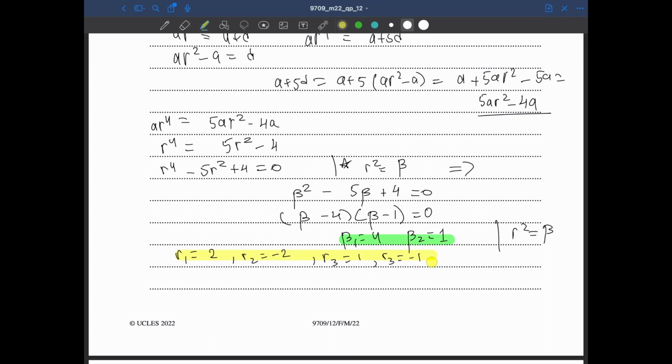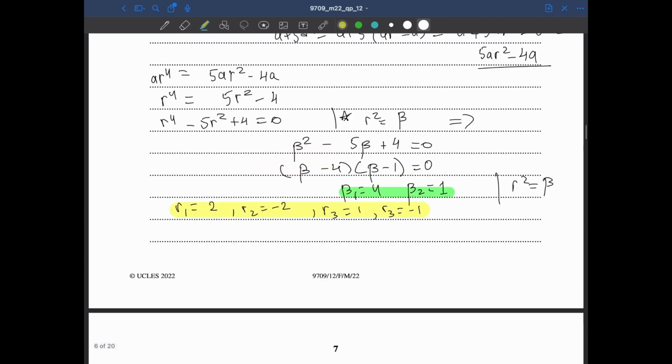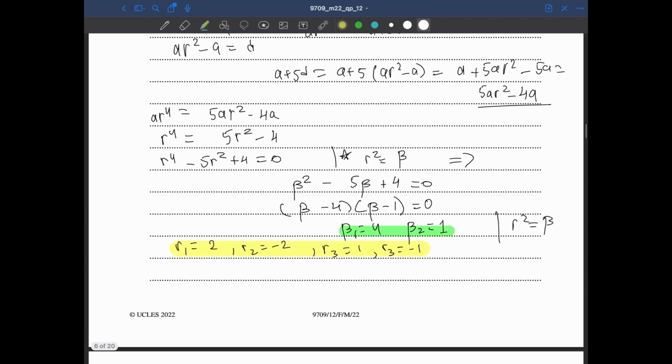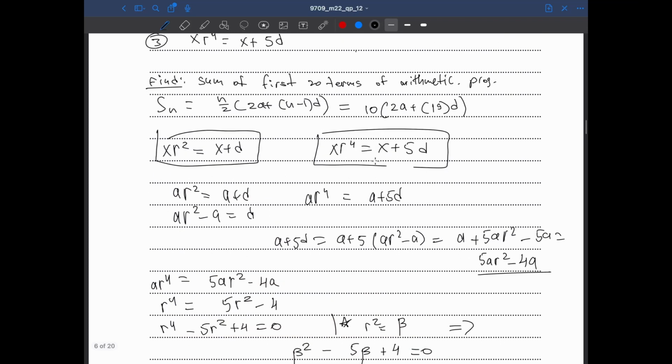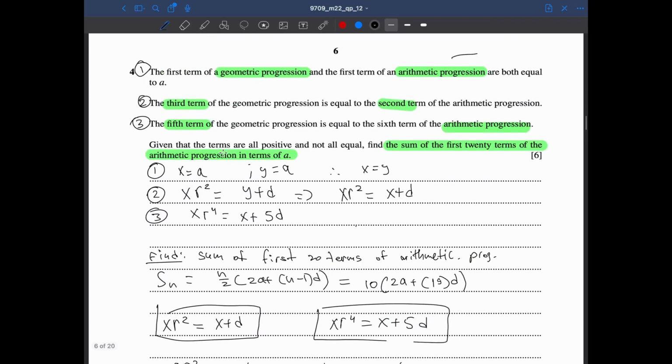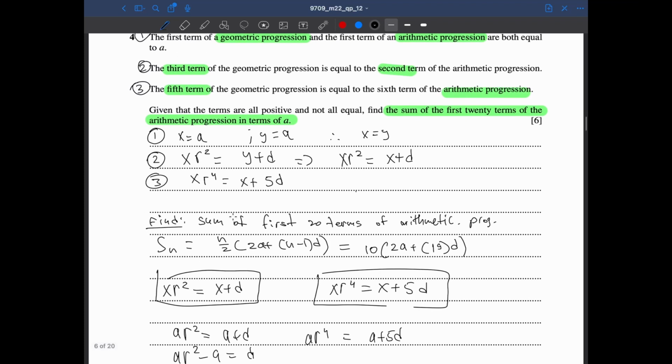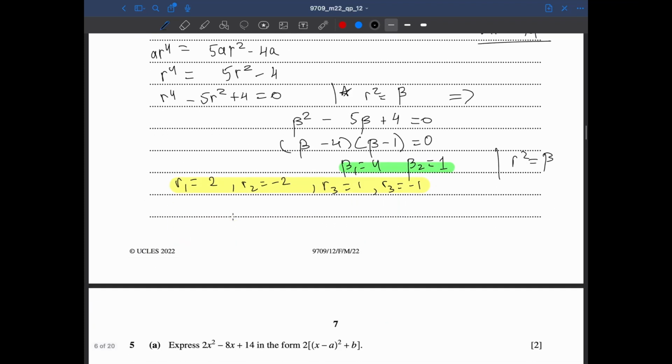Sometimes I can go too far and then notice that I made a mistake only at the end when I have no time left. So we're running out of space actually, so we need to simplify things down quite quickly. And then what do they say in the question? I think they mentioned something. Given that all terms are positive and not all equal, find the sum of the first 20 terms of the arithmetic progression. Okay, so they say that all terms are positive.